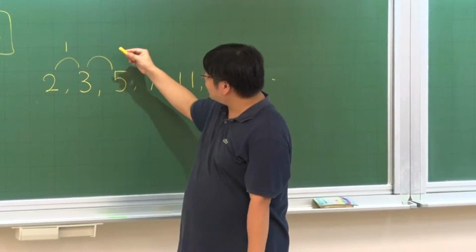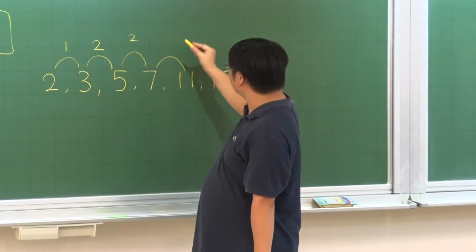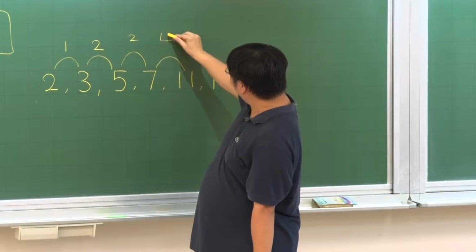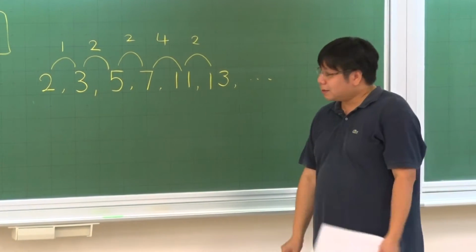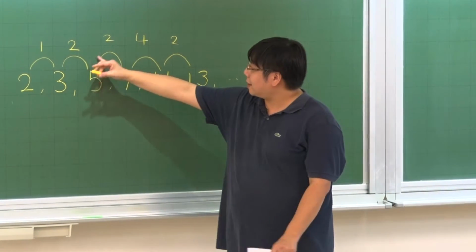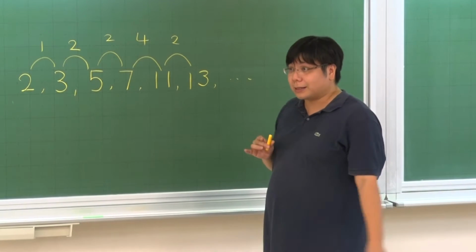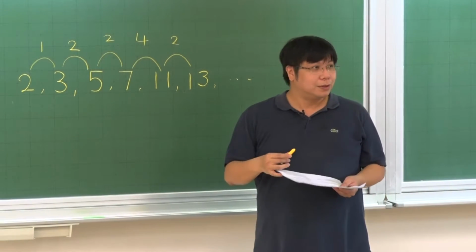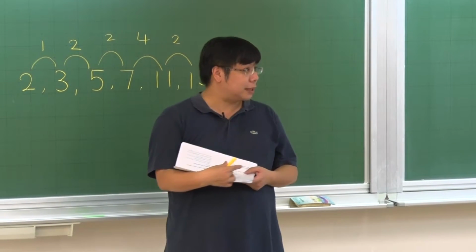3 and 5, in between the gap is 2. This is 2, and this is 4, and then this is 2. Is that okay? And then somehow the exact gap between consecutive primes is difficult to predict. And so far, I guess, there is no way to predict what is the next prime.